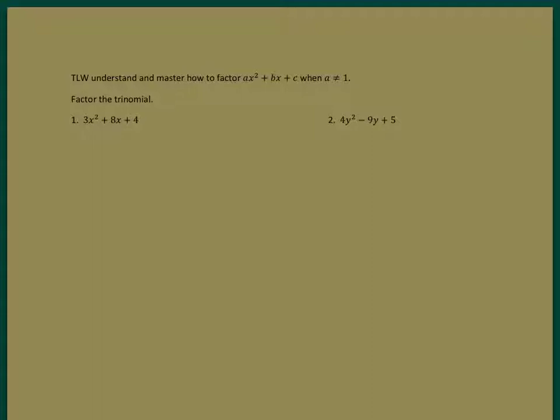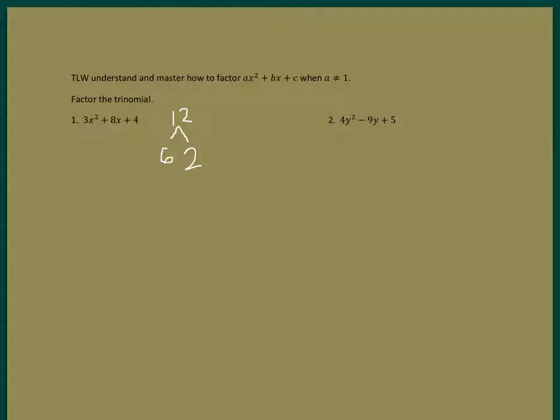So 3 times 4, that's 12. They have to add to equal b. So what multiplies to positive 12 and adds to 8? Well, you get 6 and 2.